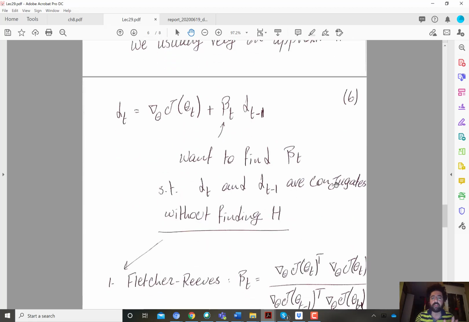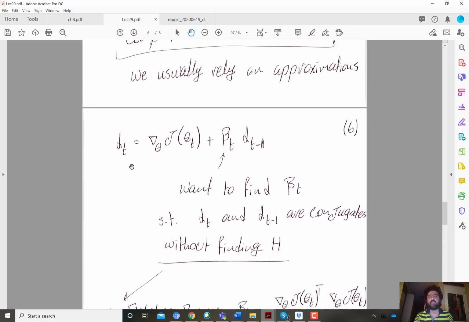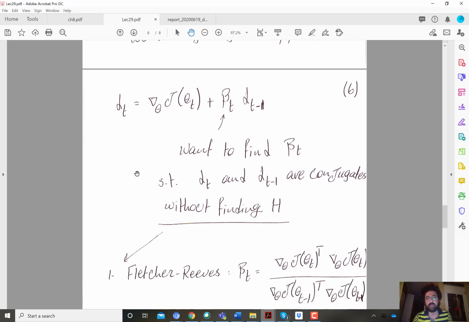I'll just mention these approximations without proof. The proof would be out of the scope of this lecture, but I can tell you an insight to make sense out of them. So basically the approximation is the following. You choose dt, the new line search direction corresponding to iteration t, to be the gradient, right? So this is the same as steepest descent.